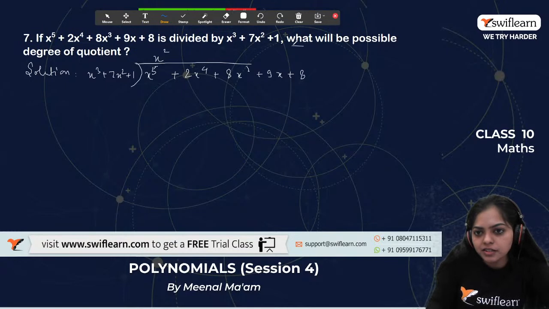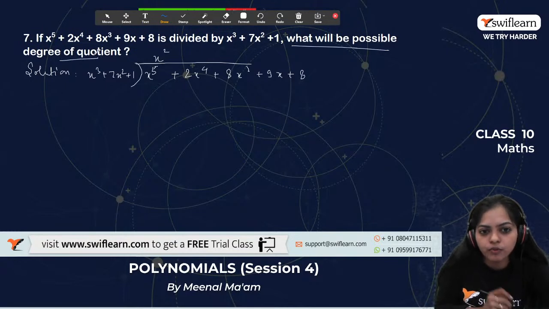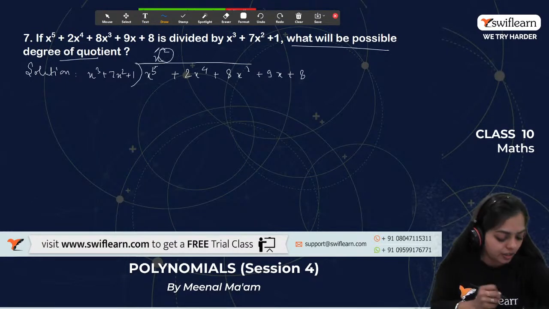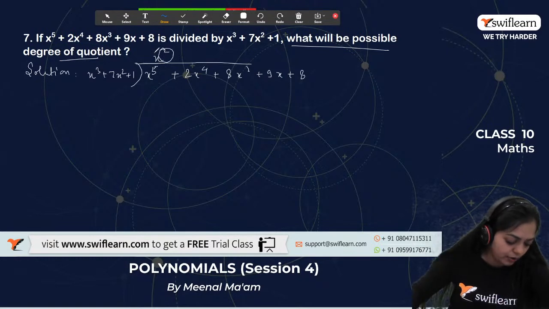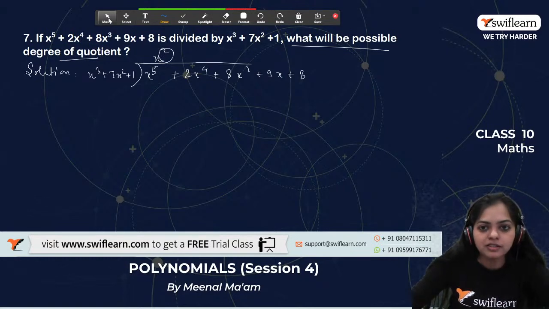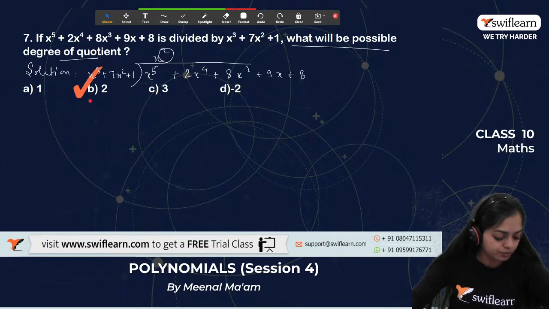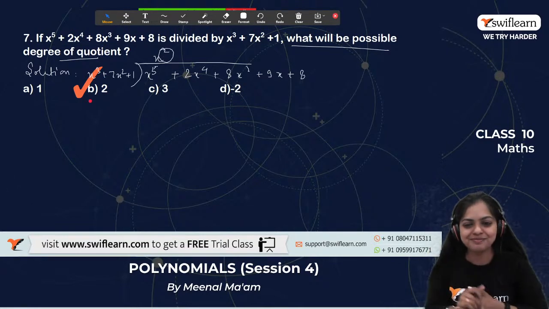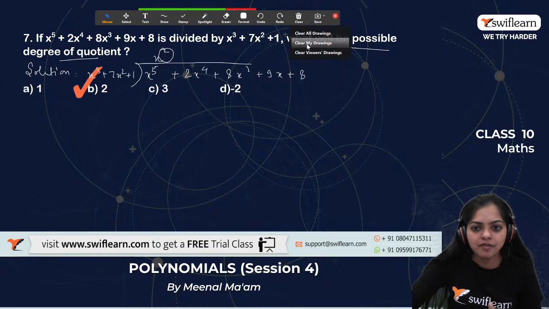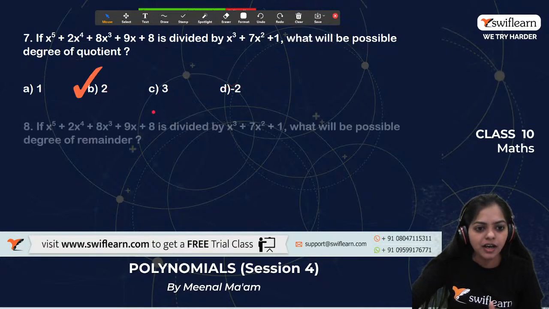And what is asked in the question? What will be the possible degree of quotient? So definitely the possible degree of quotient is 2. Very good, Disha. Let's have a look over the options. So the options are 1, 2, 3 and minus 2. So definitely the answer is 2. Got it, everyone? Okay, great. Let's have a look over the next question. And here is the next question.